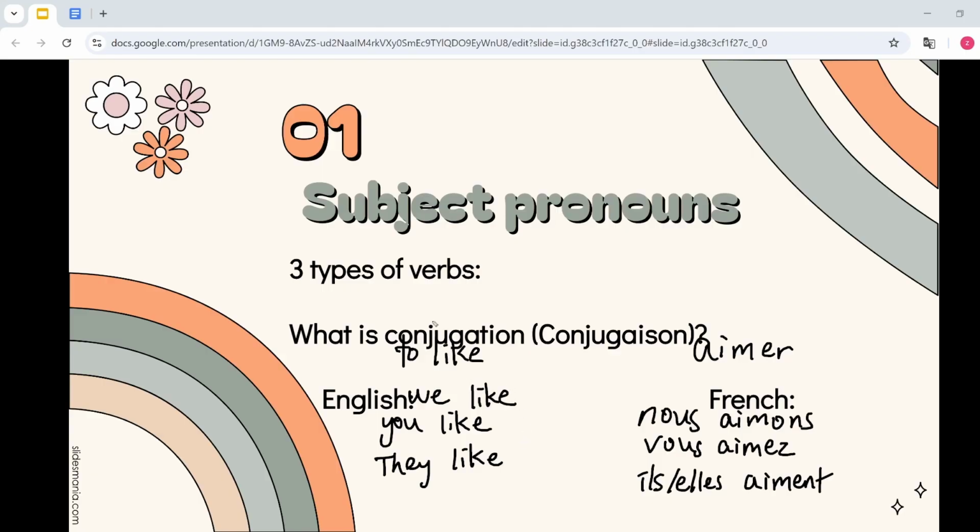And so here we go. This is subject pronouns, the three different types of verbs, and the very basic explanation of what conjugation is.